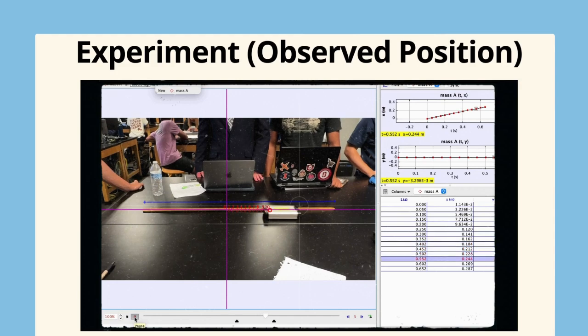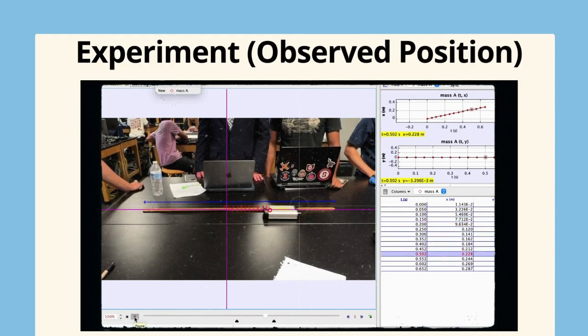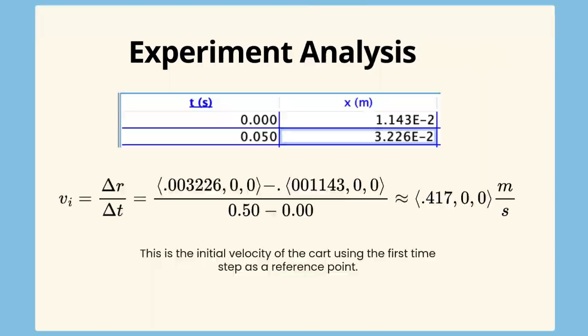This is the video I used for my experiment, and as you can see, the red dots are tracking the cart's position at each time increment. On the top right, you see the position versus time graph, where it seems linear, but slightly not. For the initial velocity needed for the model, I used the first time step as a reference point, and I calculated it to be 0.417 meters per second.